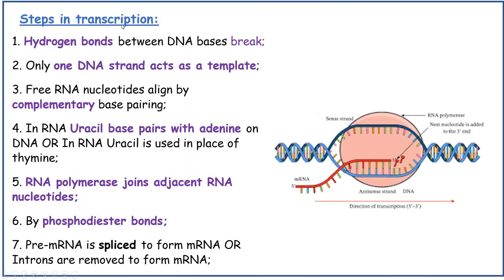So the steps in transcription. The first thing is that the hydrogen bonds between DNA bases break. Only one DNA strand acts as a template. RNA nucleotides align by complementary base pairing. In RNA, uracil base pairs with adenine. RNA polymerase joins adjacent RNA nucleotides by phosphodiester bonds, and then the pre-mRNA is spliced to form mRNA in order to remove the introns.